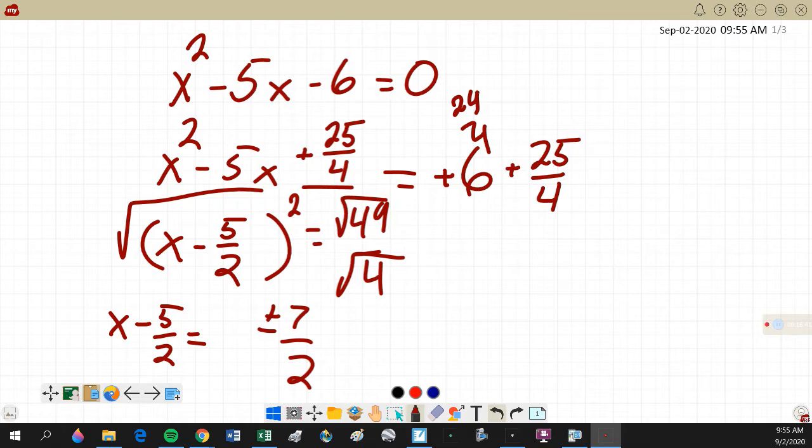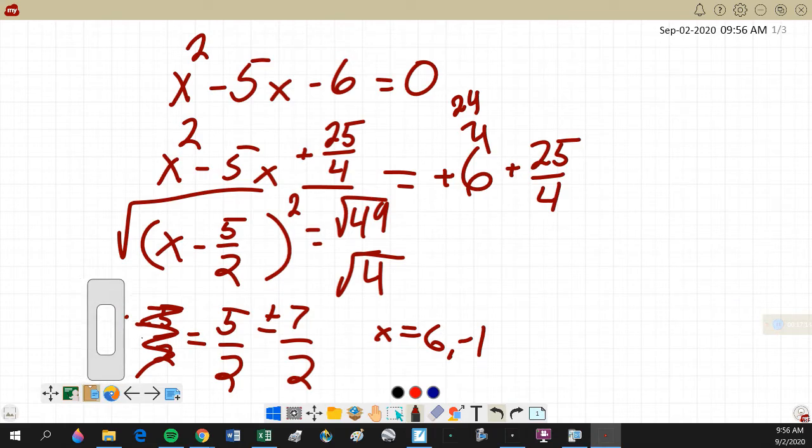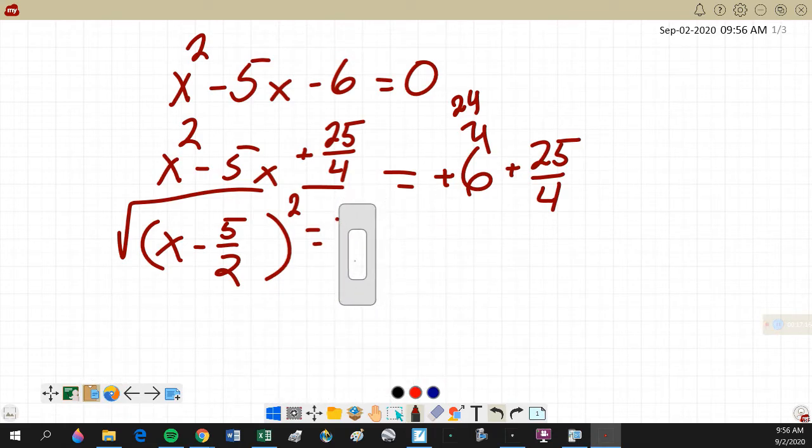Sure. Okay, now I add 5 halves. And notice they have the same denominator, which will always happen if it simplifies. 5 plus 7 is 12, and 12 divided by 2 is 6. And 5 minus 7 is -2, divided by 2 is -1. Man, that was handy.